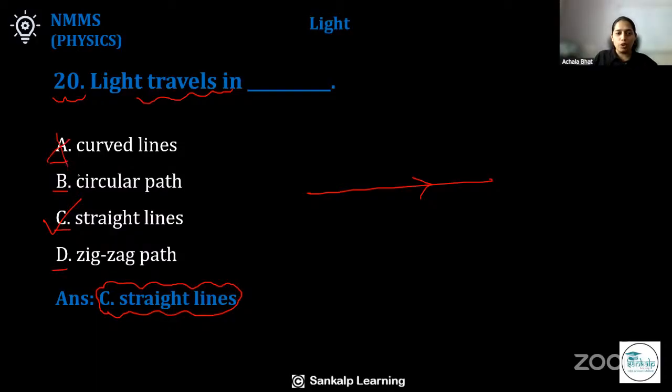A is wrong. B, circular path, wrong. D, zigzag path, wrong. The correct option is option C, straight line. Light always travels in a straight line.